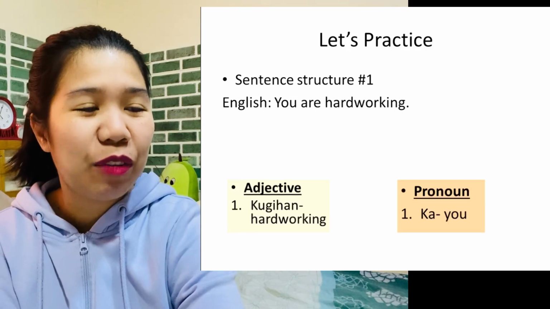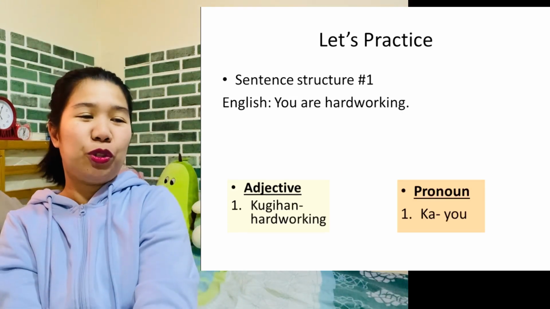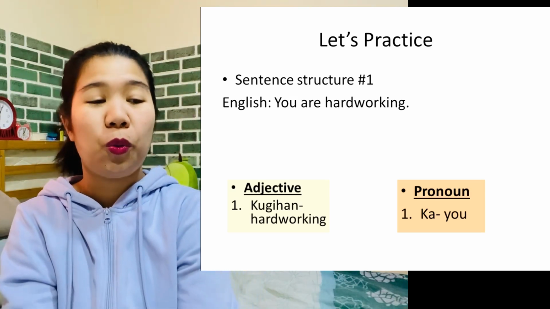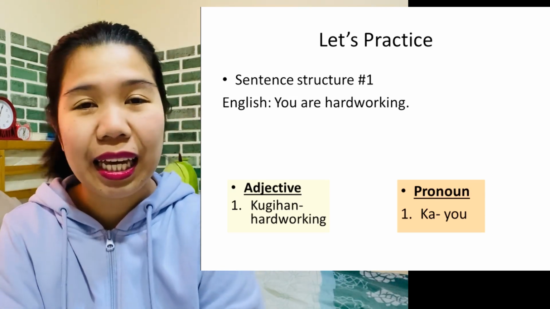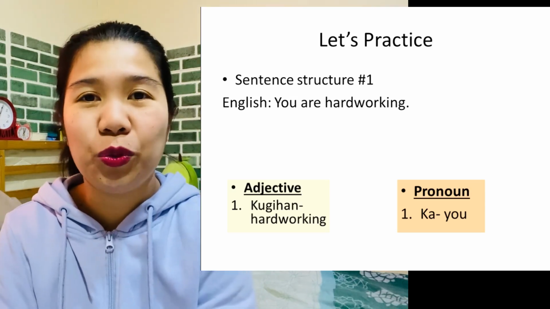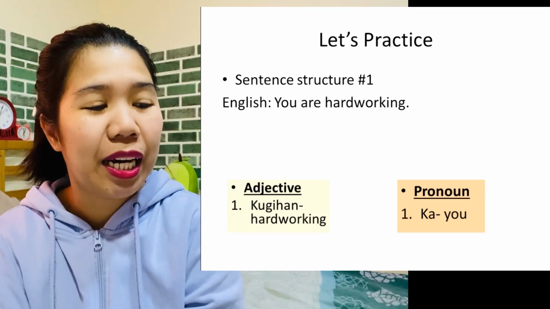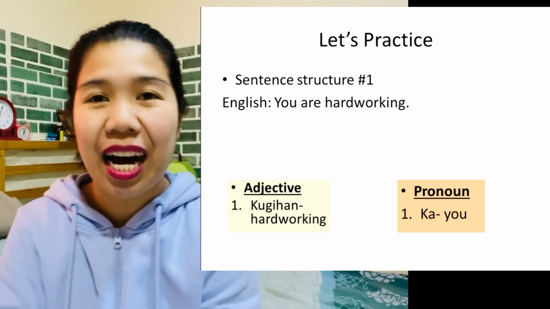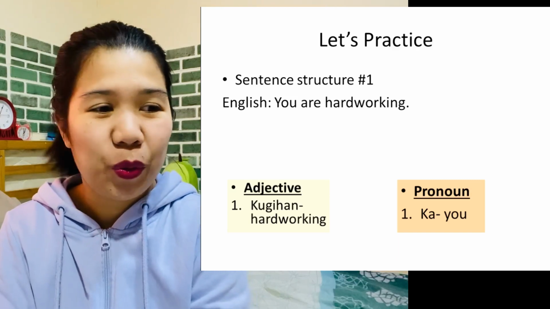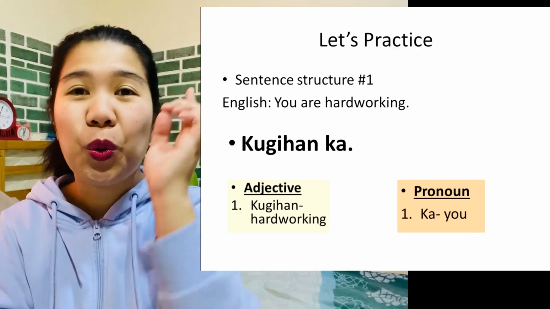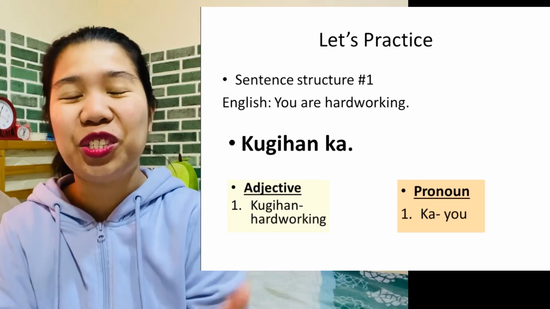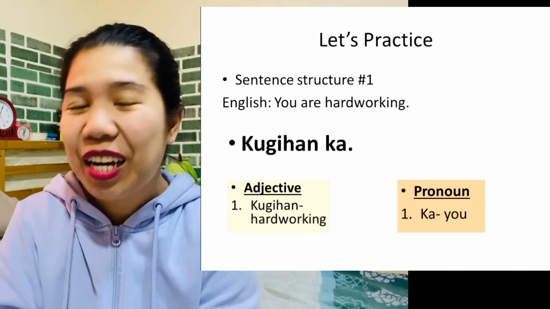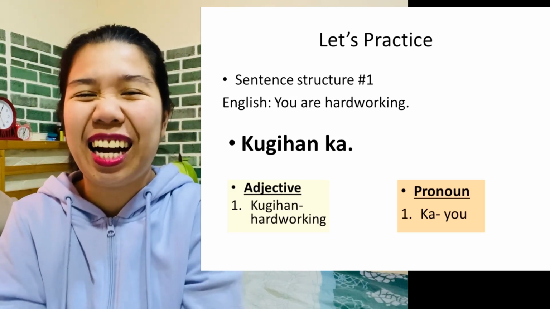Okay, and then let's have another practice. Practice number 2. For this practice, you will be using sentence structure number 1. So, translate the sentence, you are hardworking. Hardworking in Bisaya, that's kugihan. And then, of course, the pronoun you is ka. Okay, yes. Kugihan ka. It's very easy. Sentence structure number 1 is very easy.